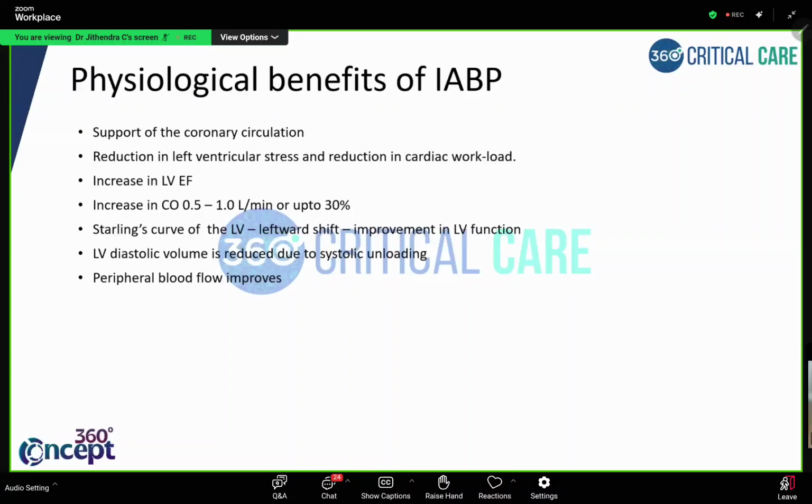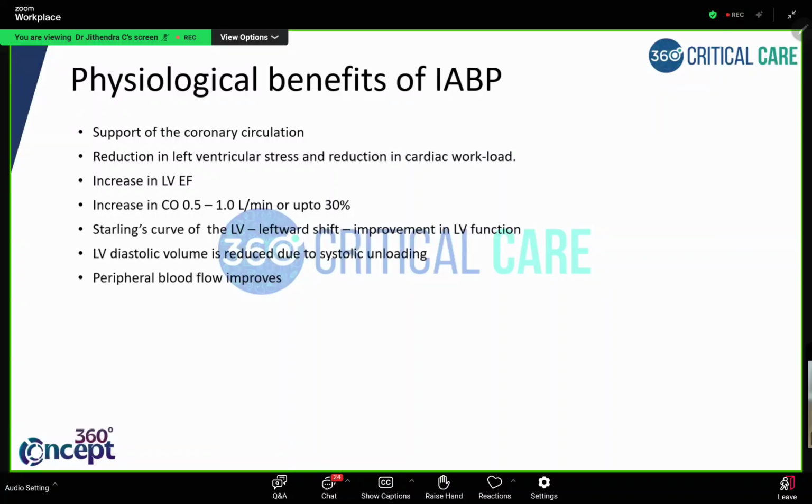There is an increase in the cardiac output from the baseline; it increases by 30%, or overall by 0.5 to 1 liter per minute. This will be asked when you're asked about mechanical circulatory support devices. Okay, for each device you should know what is the increment in the cardiac output that will happen when you use that particular device.